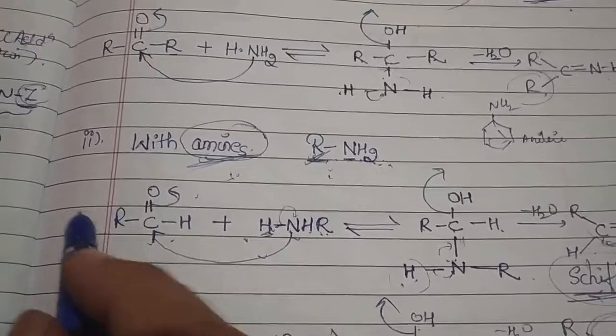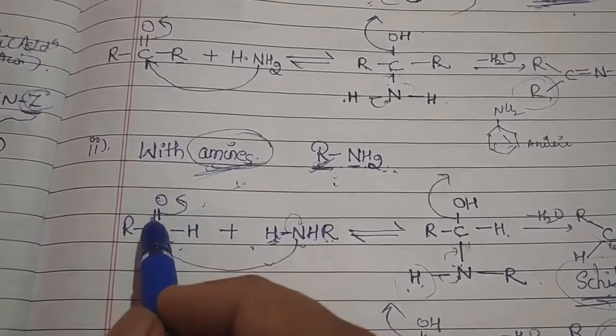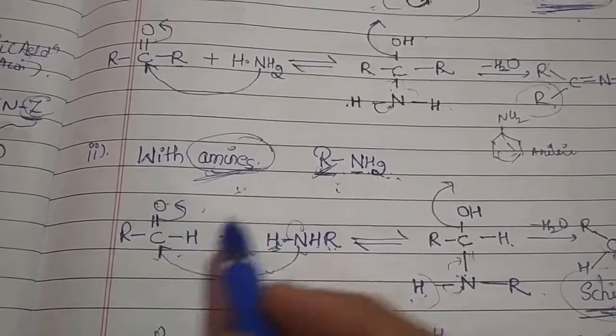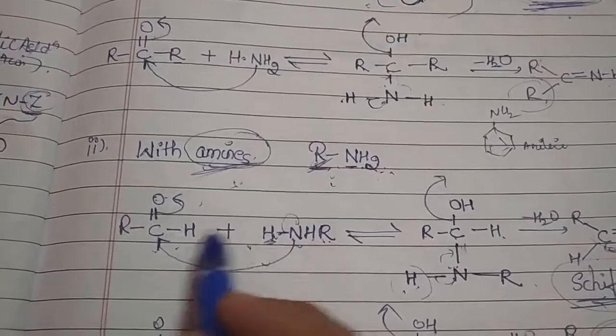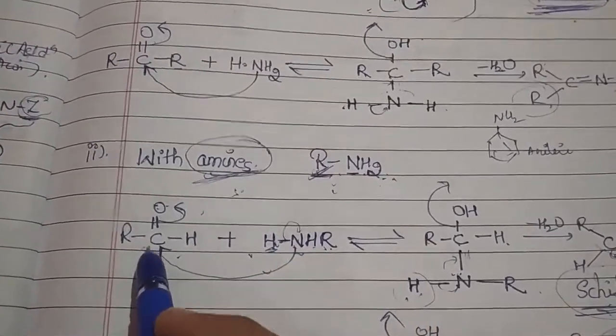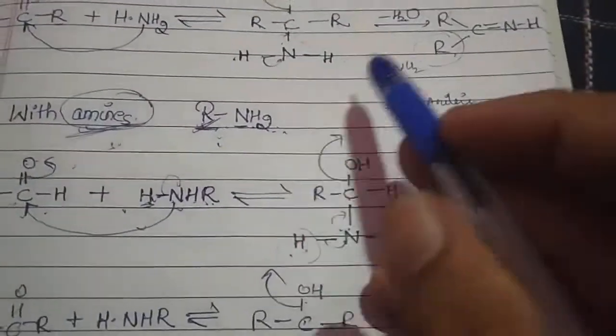So as I have said, these electrons will be taken by nitrogen, so H plus will be coming out. So this O minus will be there, by accepting the pi electrons it becomes OH. This makes the carbon positively charged. So nitrogen will attack this carbon. Now what happens? OH will be moving out.